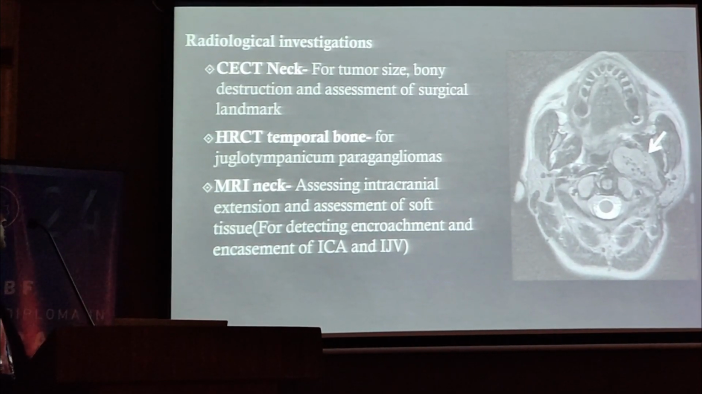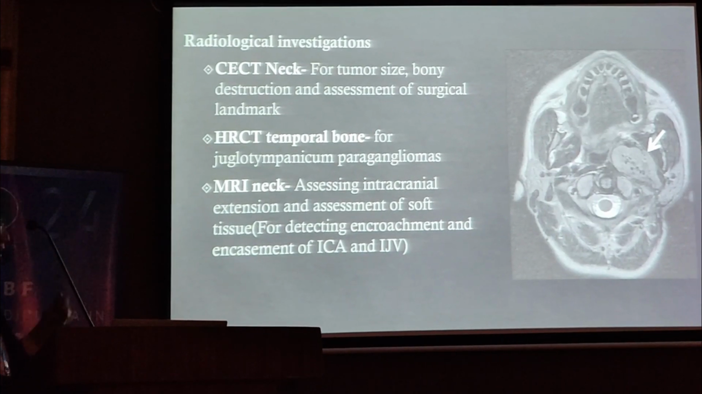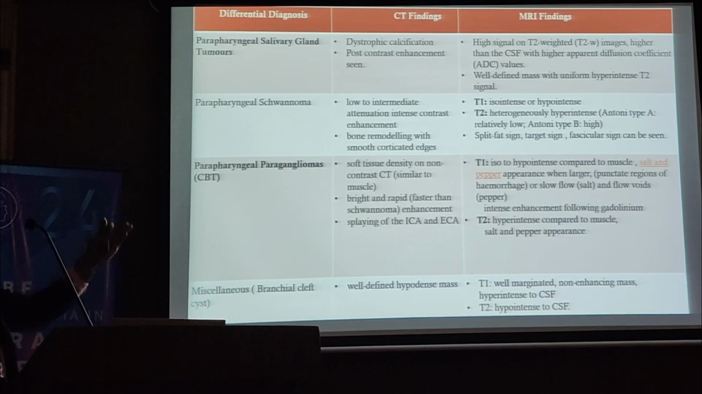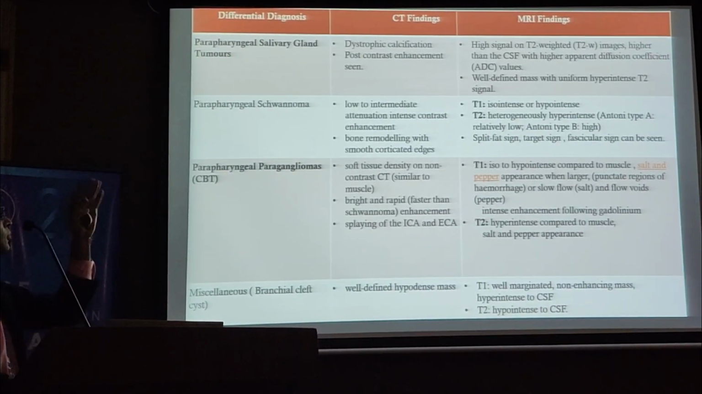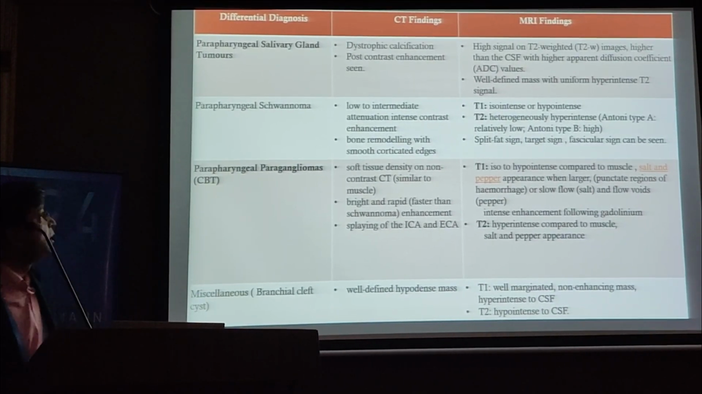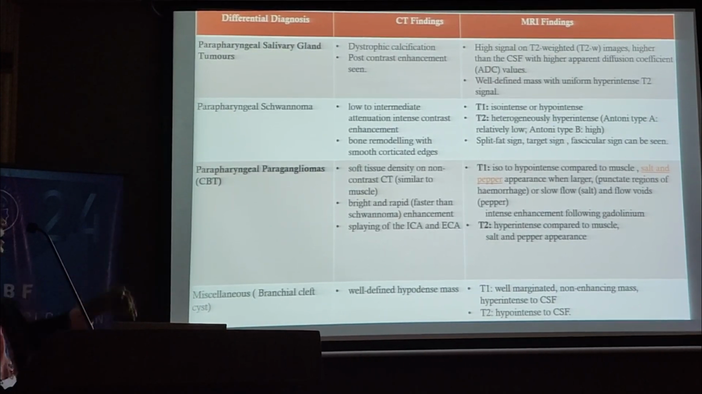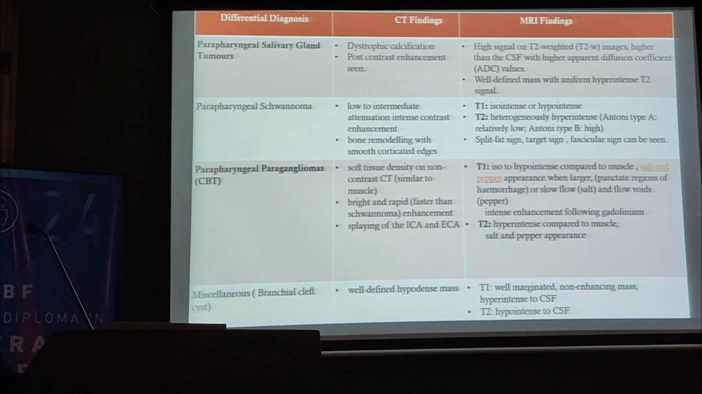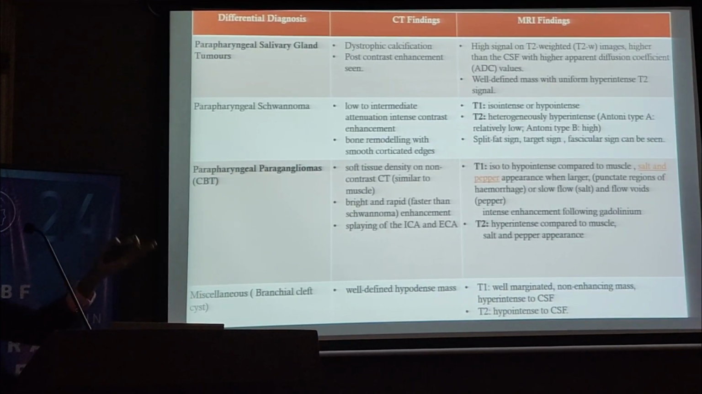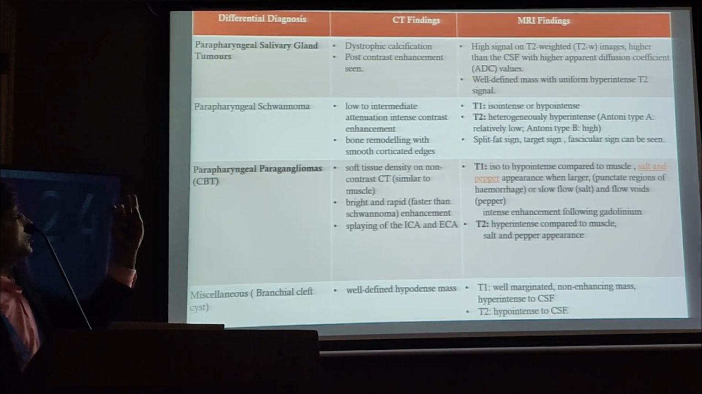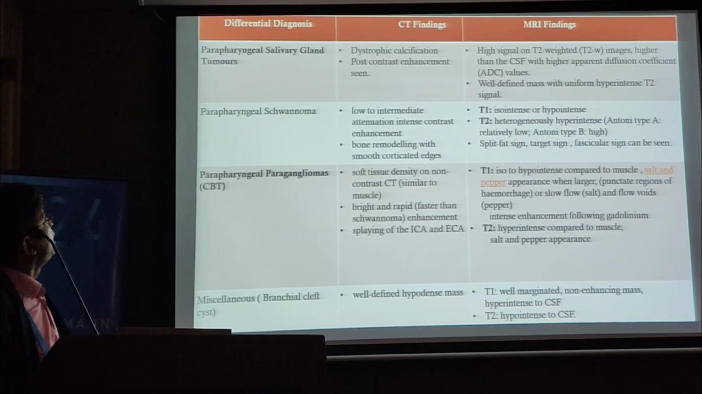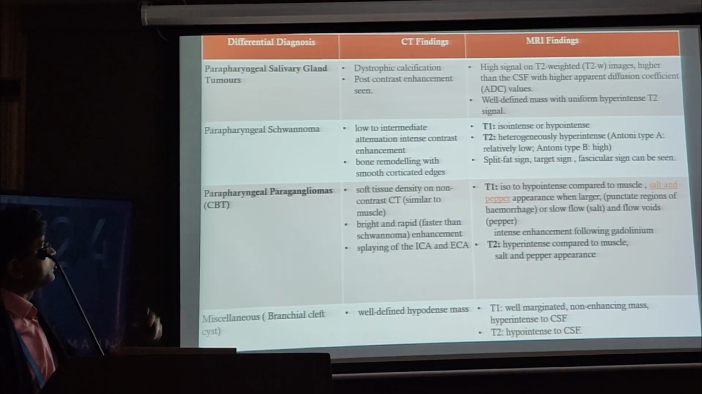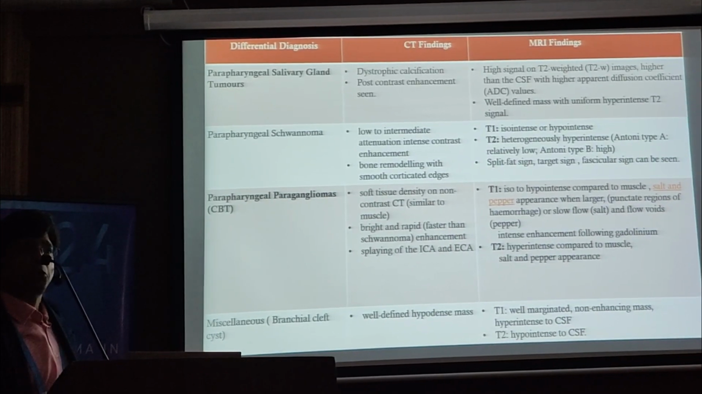Radiology, all those things: CT, HRCT temporal bone, parenchymas, and MR neck. For differential diagnosis, you can make out if it is a salivary gland tumor: on CT, dystrophic calcification would be there, and post-contrast enhancement would be seen. While in schwannomas, low to intermediate attenuation and intense contrast enhancement. While in CBT, they are very well enhancing and splaying would be there, that is known as the Lyre sign. So on MR, high signal intensity would be there with the salivary gland tumors, while with the parapharyngeal schwannomas, heterogeneous hyperintense tumors would be there.